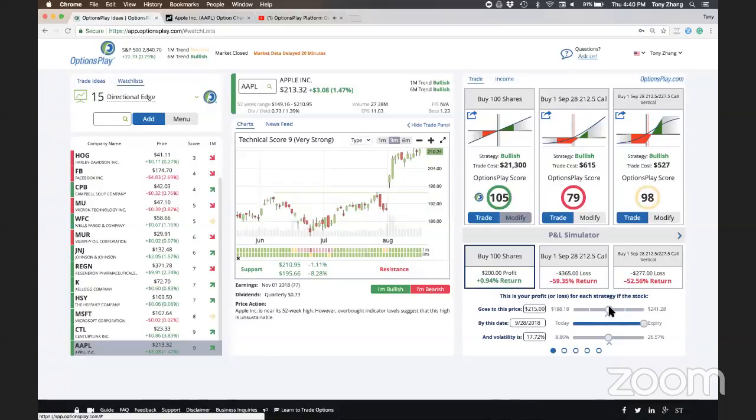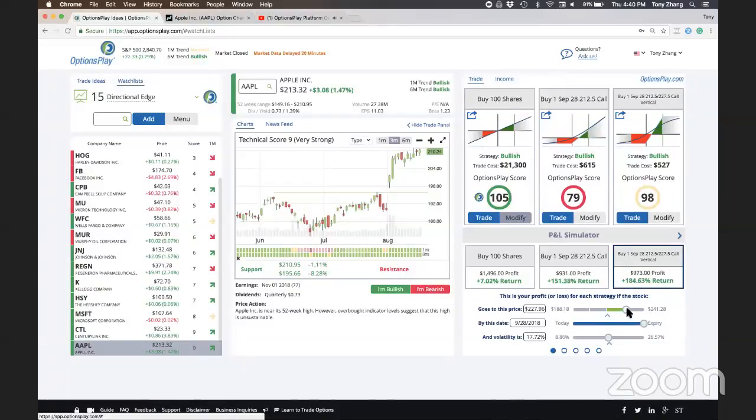So as you can see, the stock really needs to move a bit higher before it overcomes that time decay. So for the vertical here, it has to move up to around 218 before this strategy becomes profitable, or actually, sorry, a little lower, around 217.90 for this strategy to be profitable, and about 218 for the call to be profitable.